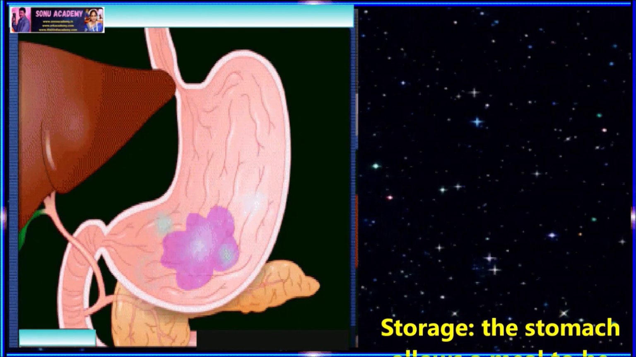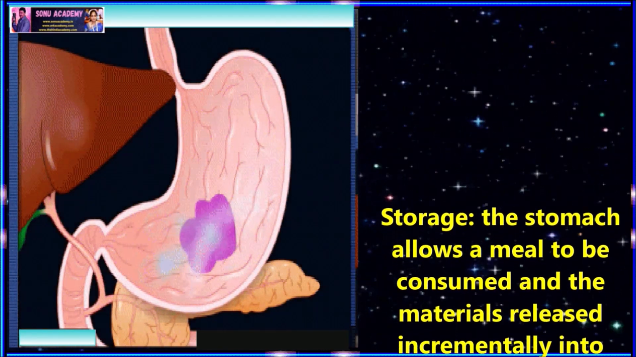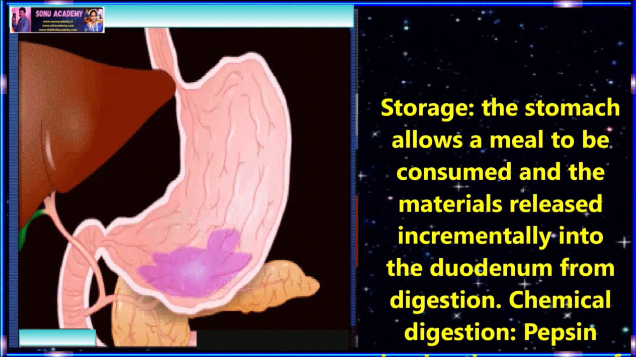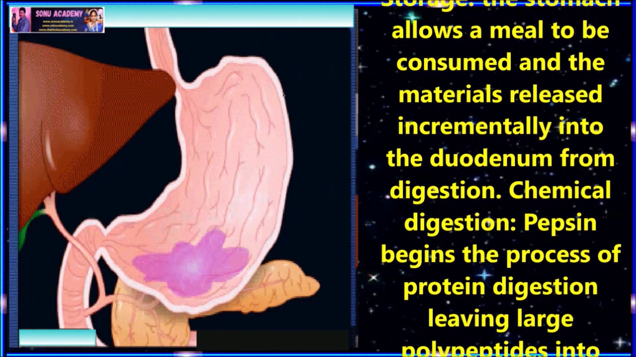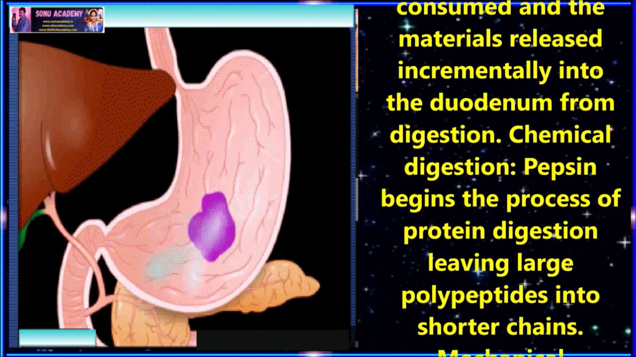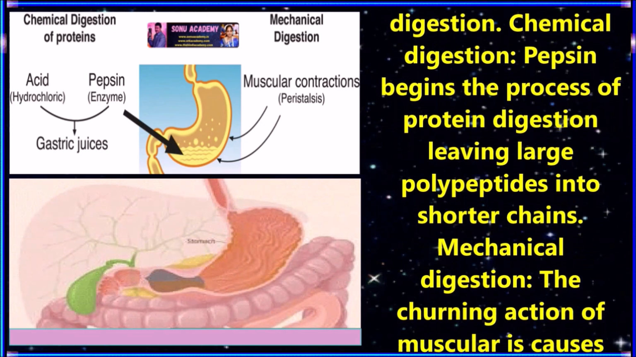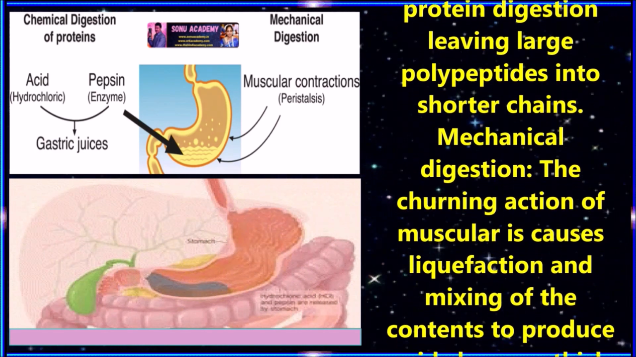Now let us discuss the functions of the stomach. First one, it undergoes storage. Storage allows a meal to be consumed and the material released in small amounts into the duodenum for digestion. It also undergoes chemical digestion. Chemical digestion is nothing but pepsin beginning the process of protein digestion, breaking large polypeptides into shorter chains.